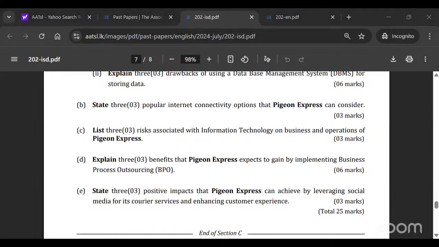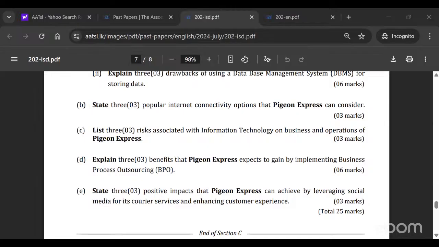One is cost saving by outsourcing non-core functions such as fleet management. Pigeon Express can reduce operational costs related to staffing, training, and maintaining a fleet of vehicles. It also reduces the capital investment for purchasing vehicles. That is a very cost effective method.